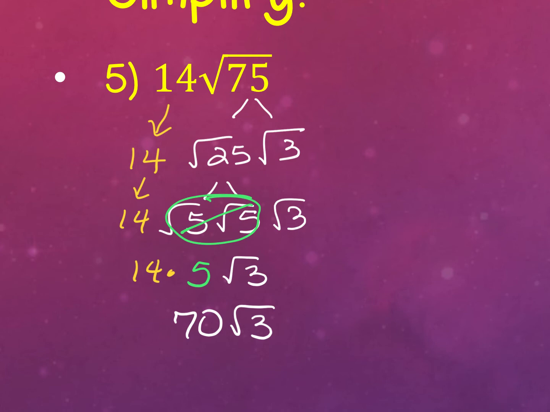For number 6, I need to break down the 125. Again, I'm going to think about quarters. $1.25 to me is 5 quarters. So I'm going to break 125 into 5 times 25. The 10 was already outside.